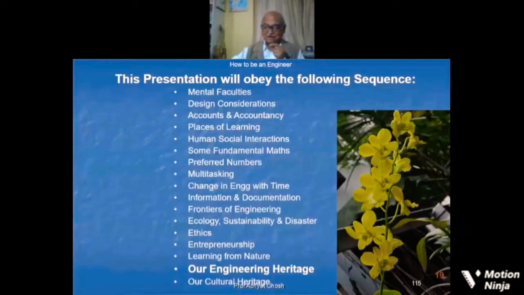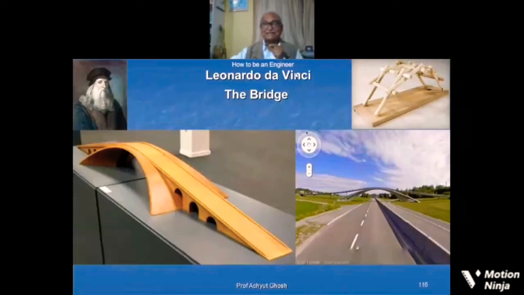Now, I'll come almost to the end of my lecture. Our engineering heritage. Leonardo da Vinci, the god of engineering. 500 years back, he created a model from his sketches. Now, a bridge has been made in Europe and it follows the same. The stress pattern and everything is beautiful. This is Leonardo da Vinci.